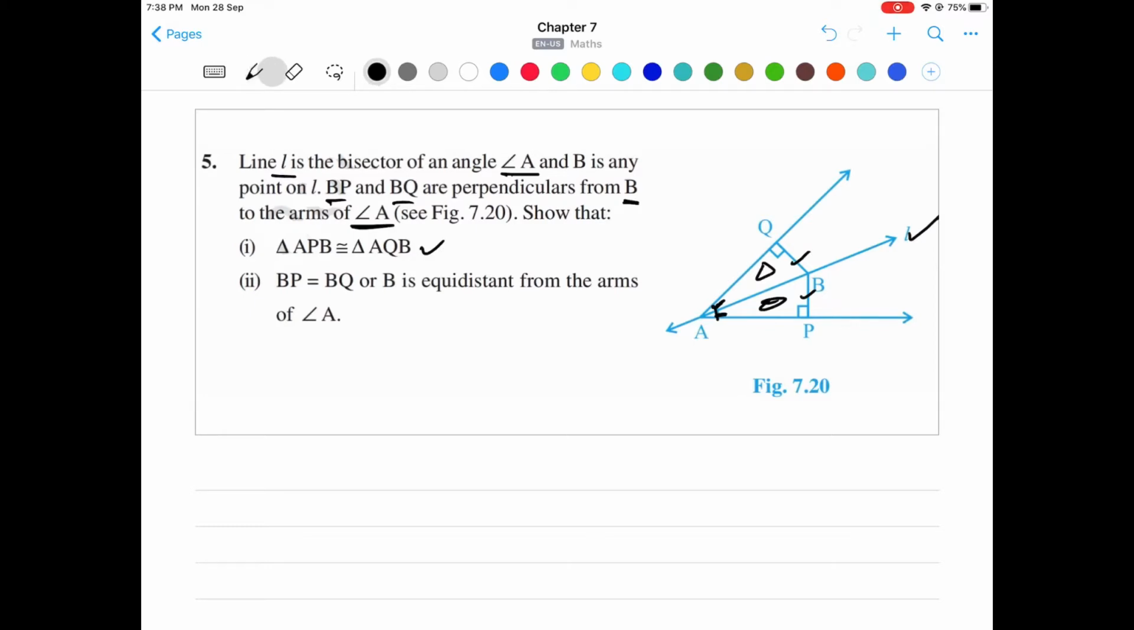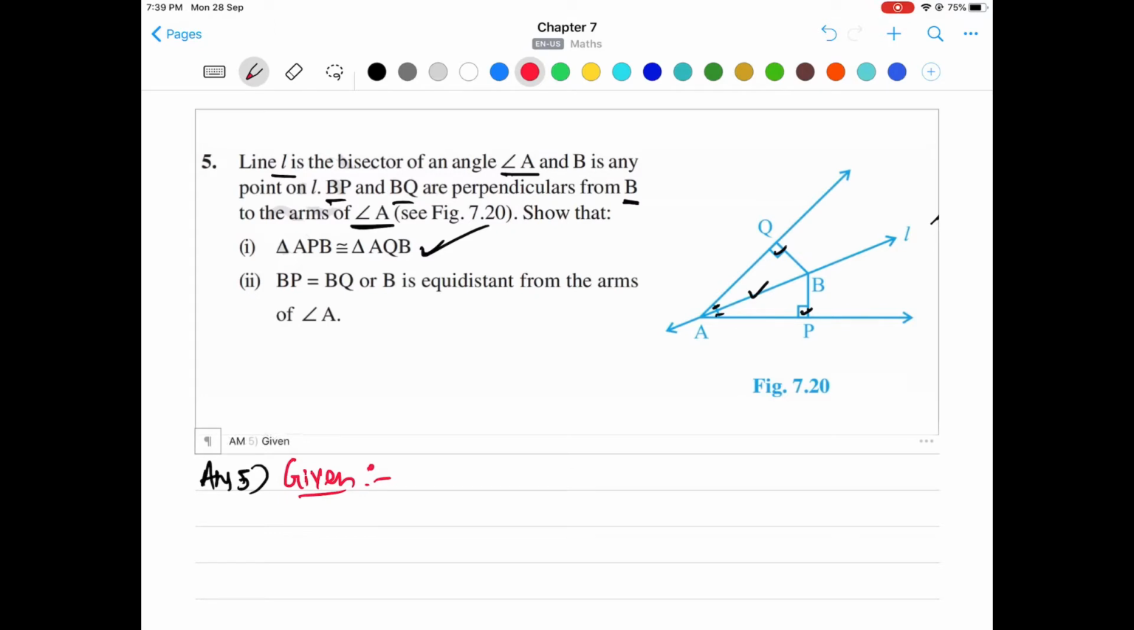We can easily prove them congruent. We have this angle of 90 degrees each, as they are perpendicular. Then, as this line L is the bisector of angle A, this part of the angle will be equal to this one, and AB is common for both the triangles. So by the AAS property, we can prove that these two triangles are congruent. So let's start the answer. Number 5, first we'll write the given portion.